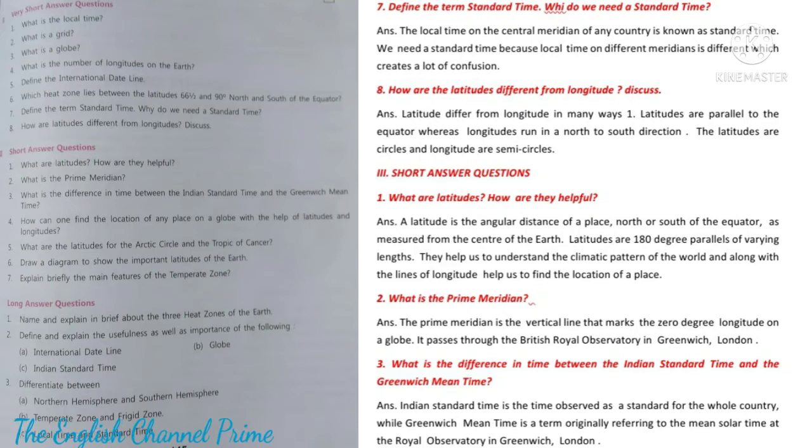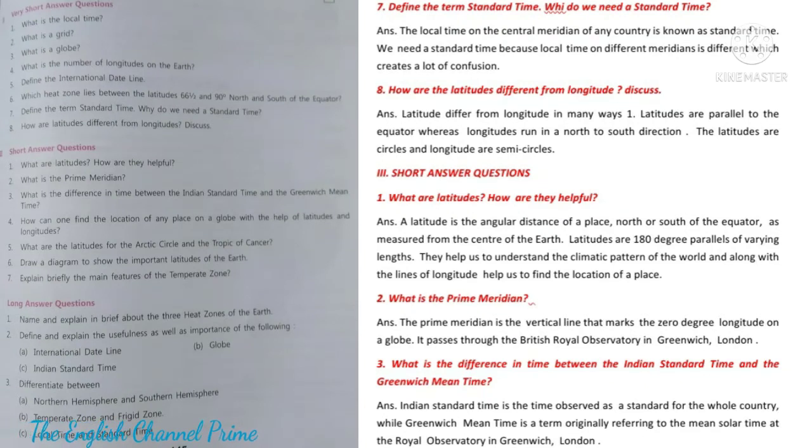A latitude is the angular distance of a place north or south of the equator as measured from the center of the earth. Latitudes are 180-degree parallels of varying lengths. They help us to understand the climatic pattern of the world, and along with the lines of longitudes help us to find the exact location of a place.